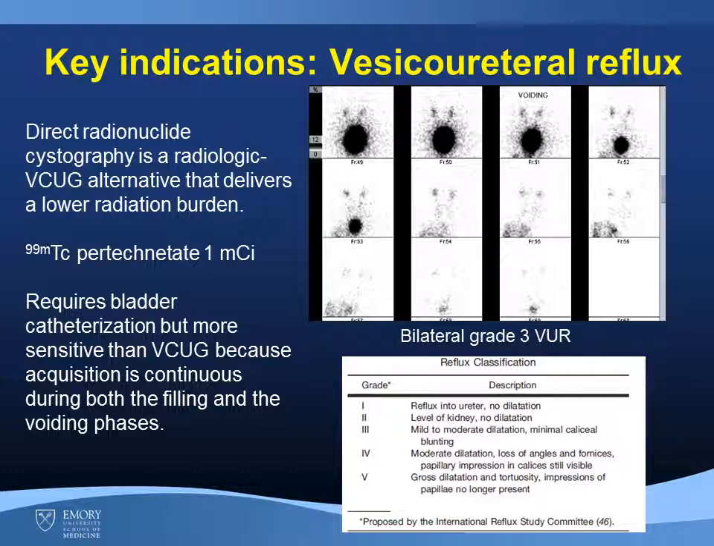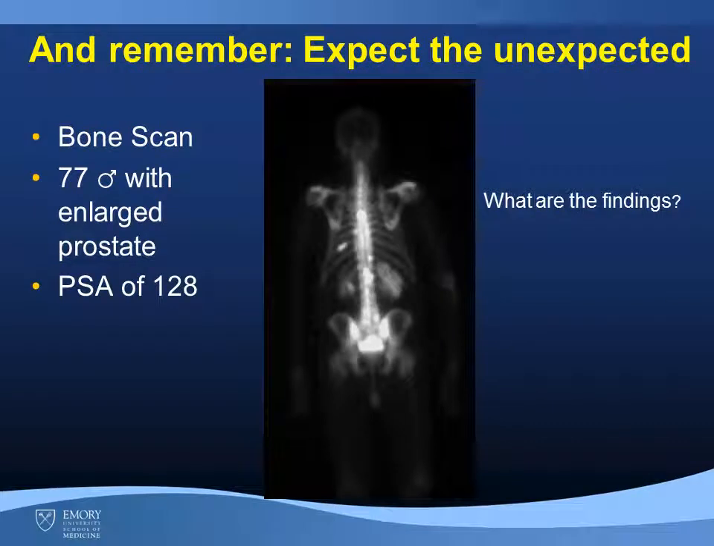There is a grading system, and you just may want to be roughly familiar with that. In this case, we have grade 3 reflux into the collecting systems proximally. And remember, expect the unexpected. Here we have a patient who had an enlarged prostate with a PSA of 128, and a bone scan was performed.